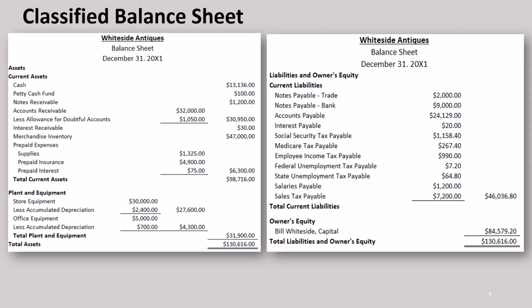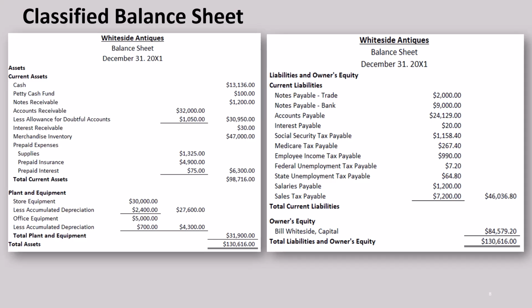Long-term liabilities are debts of the business that are due more than 1 year in the future. Although repayment of long-term liabilities may not be due for several years, management must make sure that periodic interest is paid promptly. Long-term liabilities include mortgages, notes payable, and loans payable. Whiteside Antiques has no long-term liabilities.